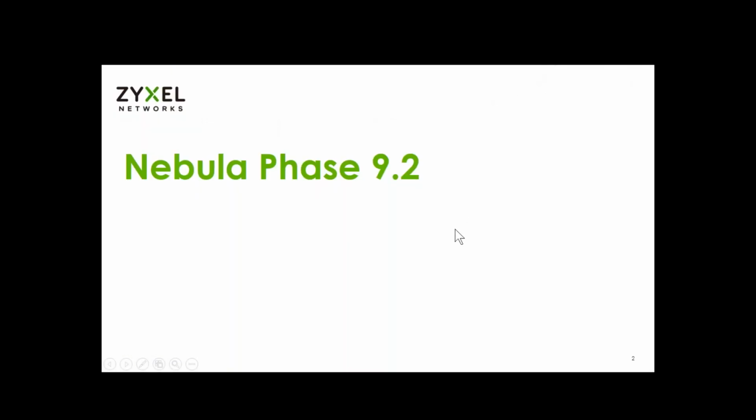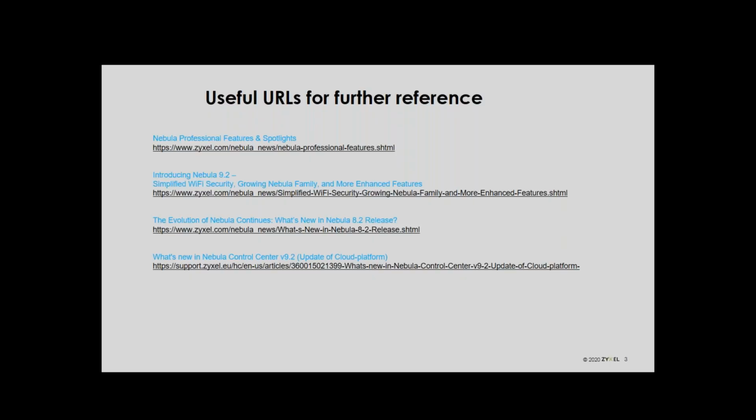So as I said, we know it's Nebula Phase 9.2. Roughly every 3 or 6 months, there's a Nebula phase update, which includes new devices, new features, and so on, and that's what this is all about.